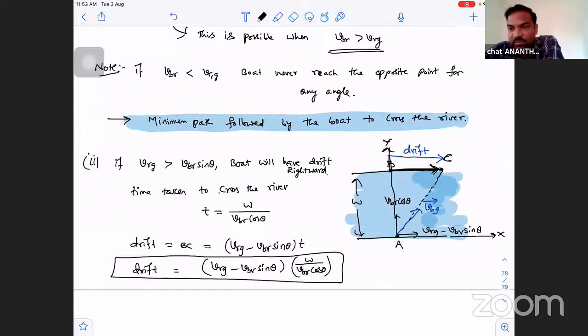Okay, all of you wrote it down. Write down the third one also. Third condition also, write it down. If VRG is less than VBR sin theta, see what will happen. All of you write it down in your notebook, on your own.